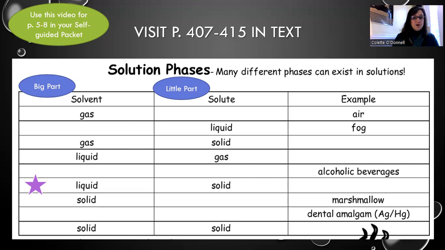So remember our two terms that we've learned, that the big part of our solutions are going to be called solvents, right? And the little parts are called solutes. So let's just look at some examples here.